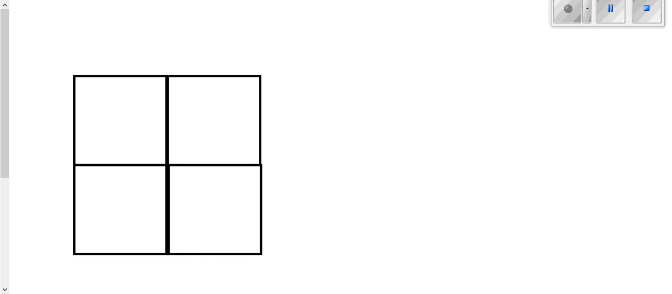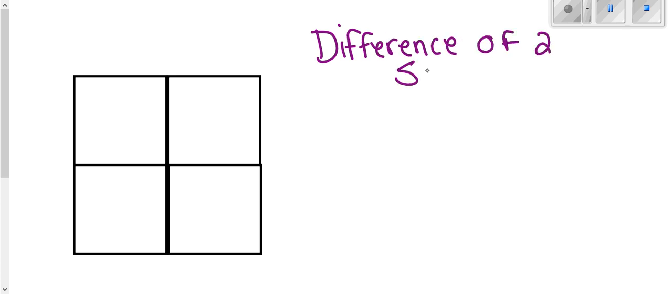Okay, in this video, we are going to look at factoring by the difference of two squares. The difference of two squares really is exactly what you read. It's the difference, which is subtracting, of two square numbers. So for example, I have x squared is a square number, and I want the difference of that and 16.